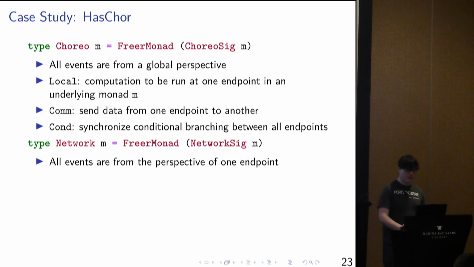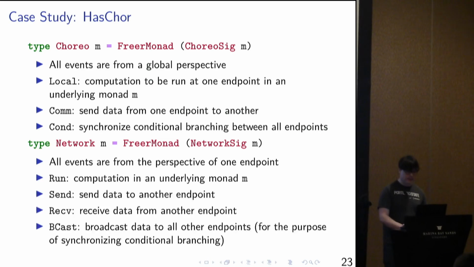So whereas in the choreo monad all the events are from a global perspective, in the network monad they're from the perspective of just one endpoint, the one that will be running. Similar to the ones in the choreo monad, run has a computation in the underlying monad M, which corresponds to local. Send and receive are the two parts of sending data from one endpoint to another. And broadcasting is the way that we implement synchronizing choice.